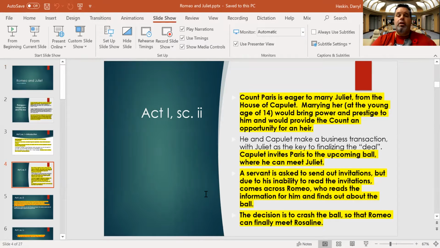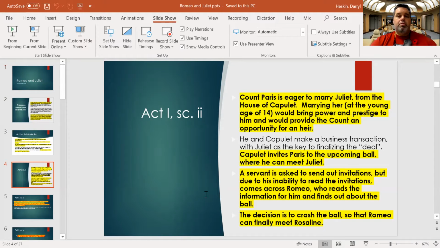By marrying Juliet, his status in society goes up. And with this business arrangement, which basically it is, because Juliet has no say in this, it would also not only elevate his status in society, but also allow him to continue with the family name by producing an heir. Capulet invites Paris to a party that he's putting on so that he can officially meet Juliet, because he hasn't even met her yet. Okay, and Juliet hasn't met him. So that's going to cause some problems later on.